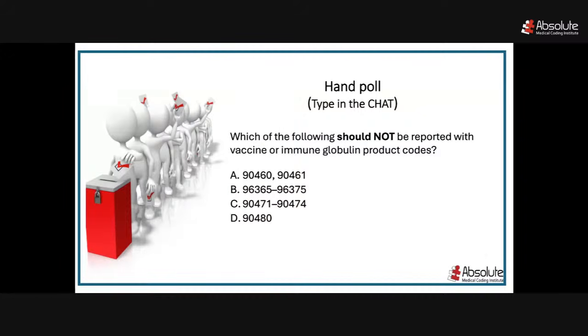Next one. Which of the following should not be reported with vaccine or immunoglobulin product codes? Option A, 90460, 90461; option B, 96365 to 96375; option C, 90471 through 90474; option D, 90480?